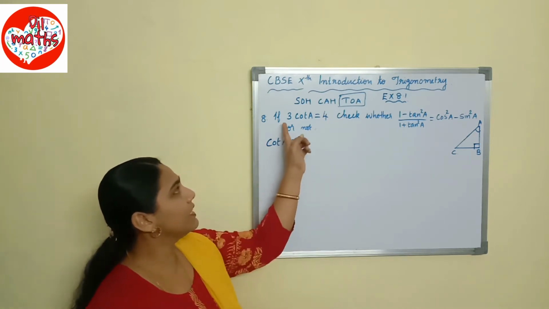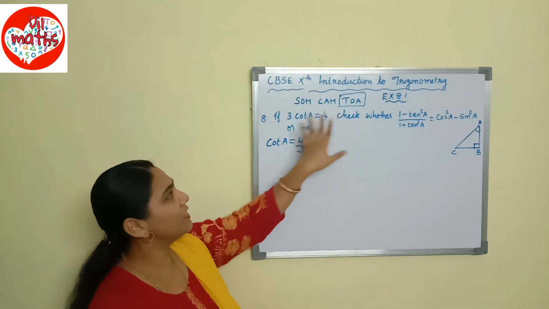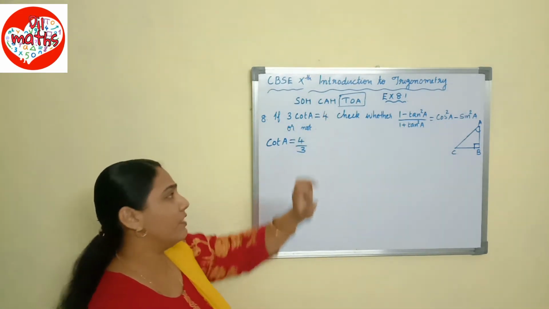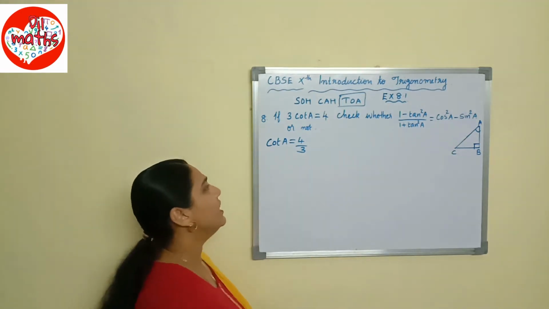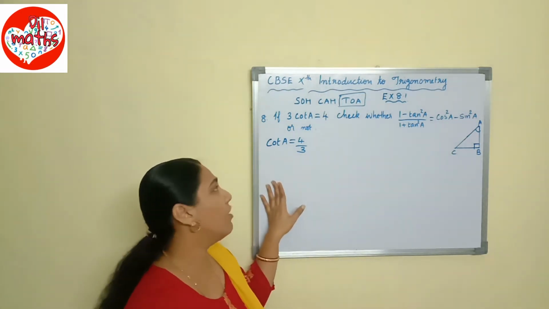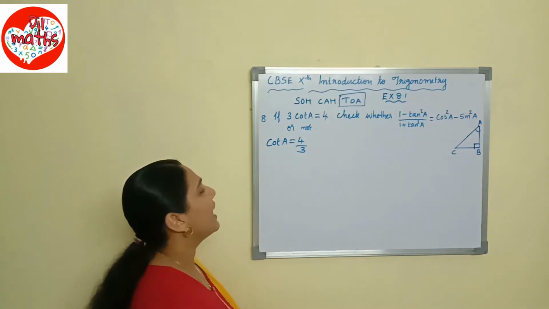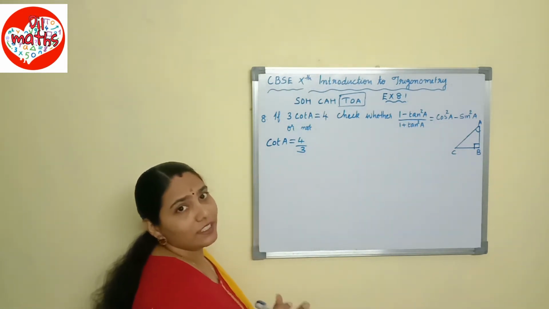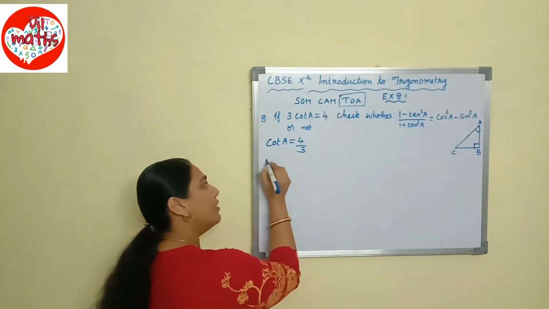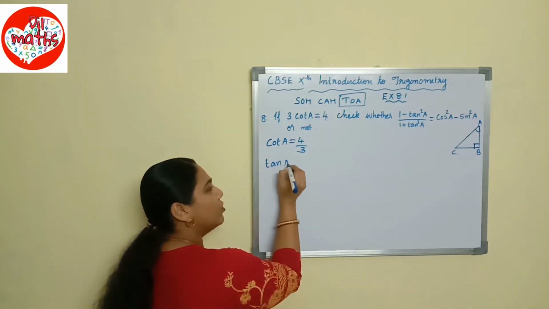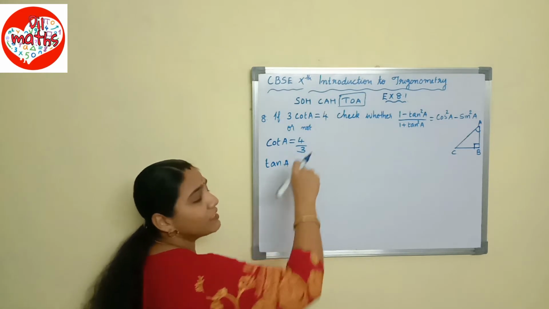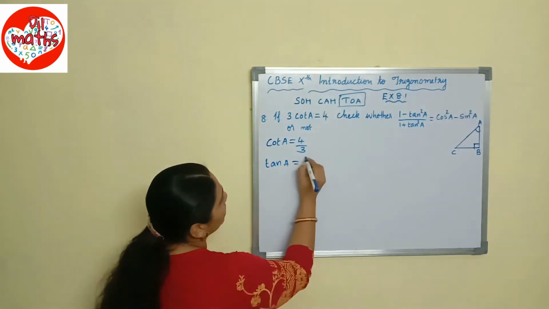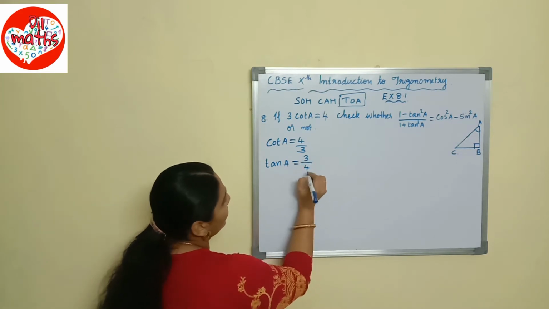I am transposing this 3 to the RHS, then it will be division, isn't it? Cot A is equal to 4 divided by 3. Okay, so cot A is equal to 4 by 3. From this you can find out tan A. How can you find out tan A? Tan A is equal to 1 by cot A, isn't it? So we can write tan A is equal to the reciprocal of 4 by 3. What is the reciprocal of 4 by 3? 3 by 4. So tan A is equal to 3 by 4.